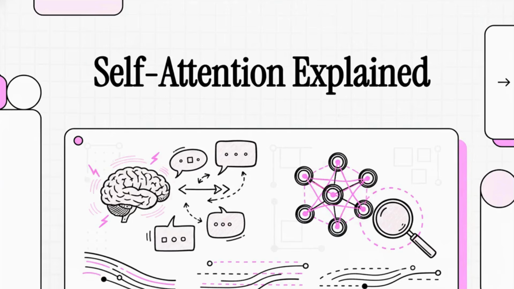All right, welcome to the Explainer. Today we're going to break down a really powerful idea, something called self-attention. This is the concept that basically taught AI how to truly understand human language. So let's dive right in.